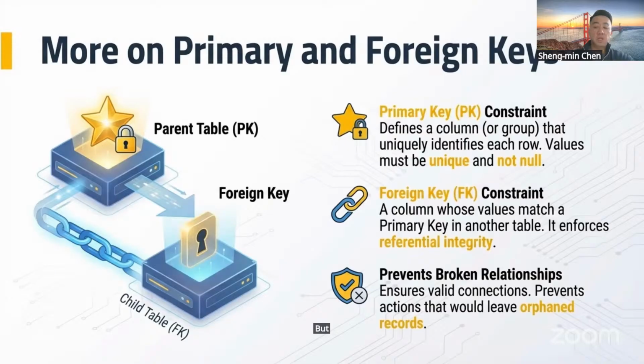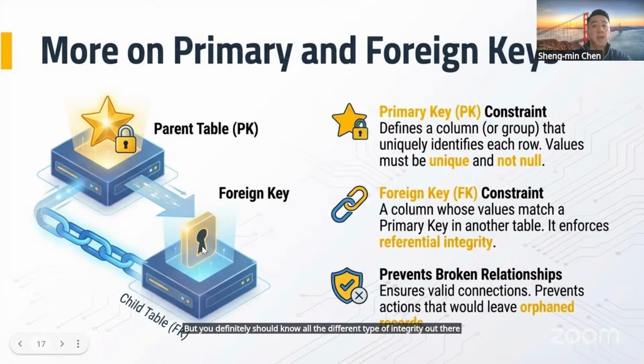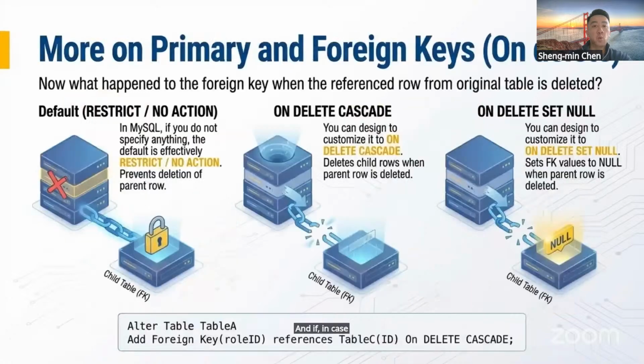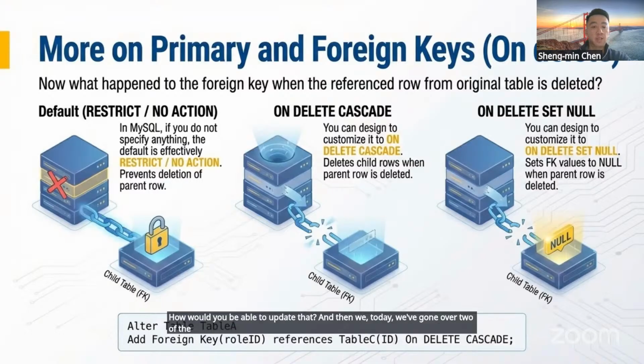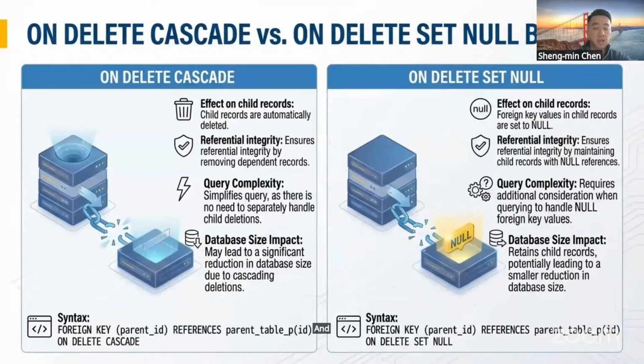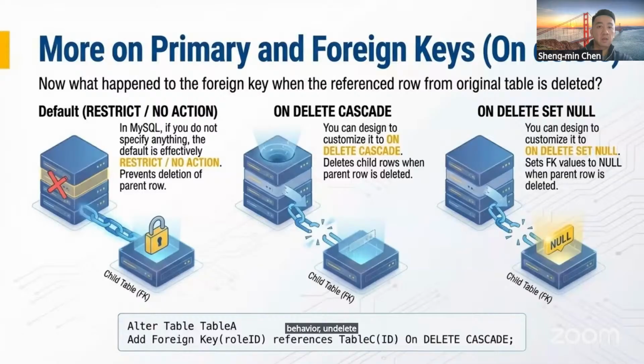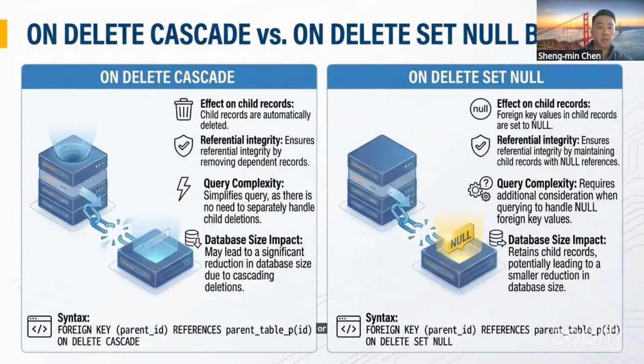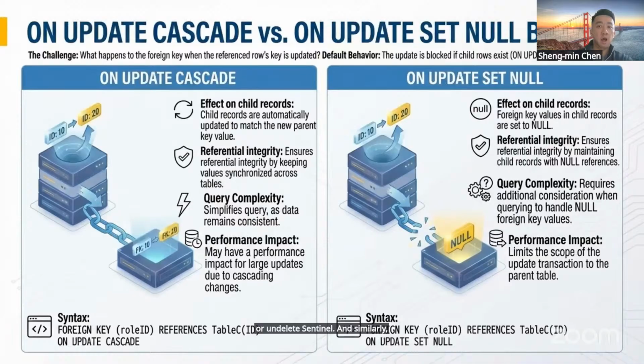But you definitely should know all the different types of integrity out there when you use them. And if by design you want to change the default behavior, how would you be able to update that? Today we went over two scenarios, on delete and on update, and two types of behavior: on delete cascade or on delete set null, and similarly, on update cascade, on update set null. Any questions on constraints?